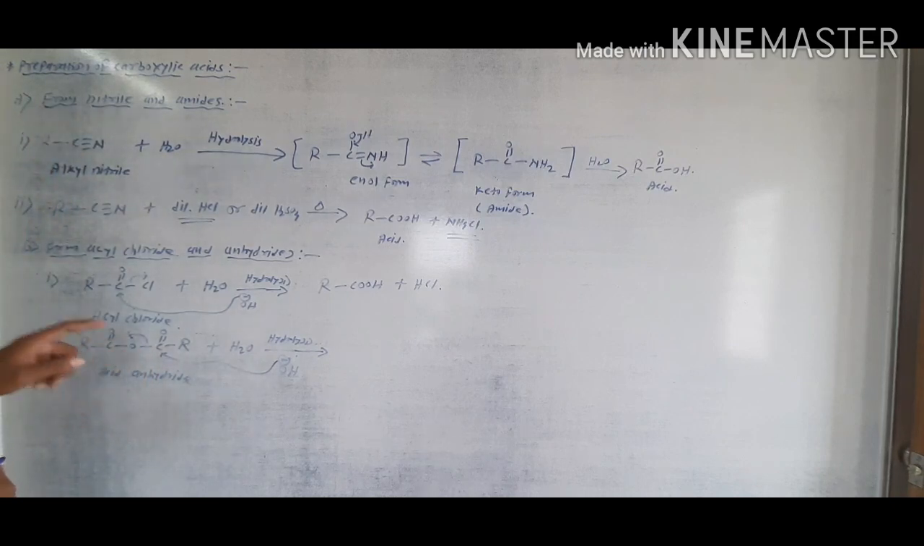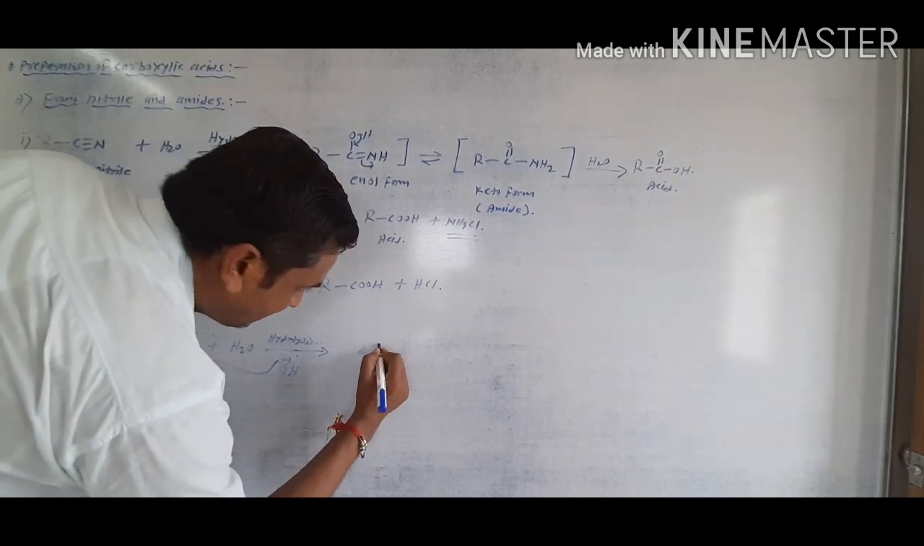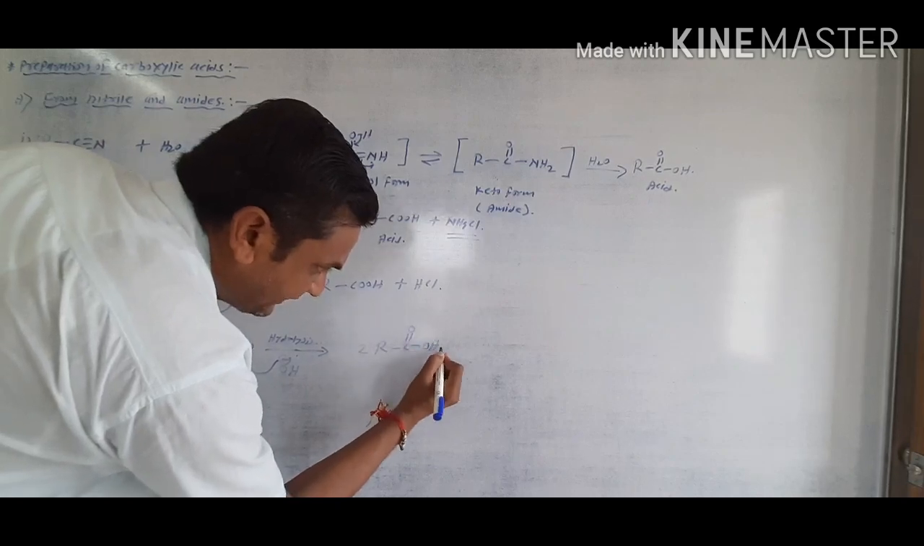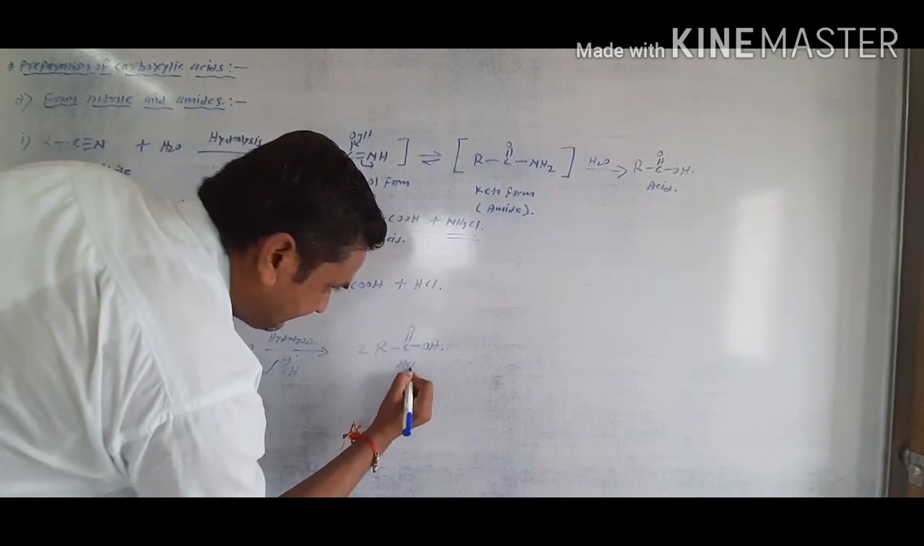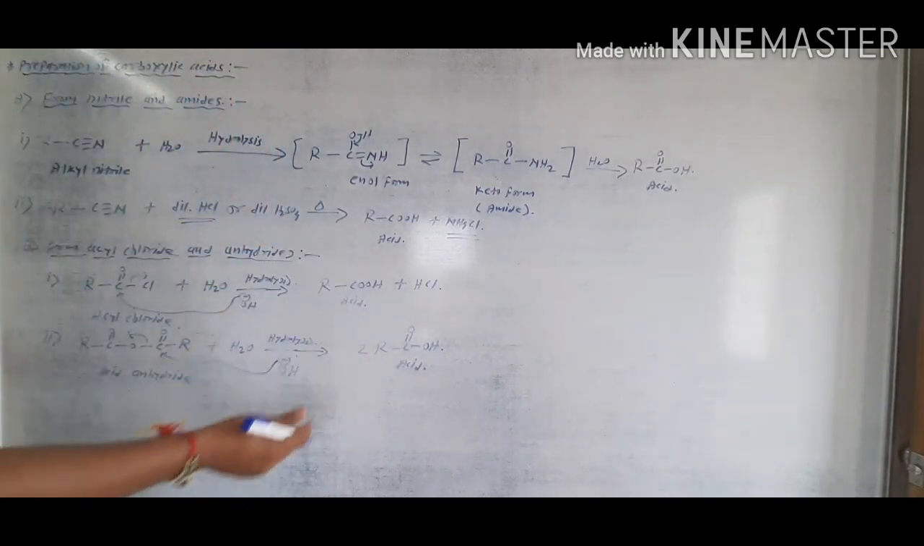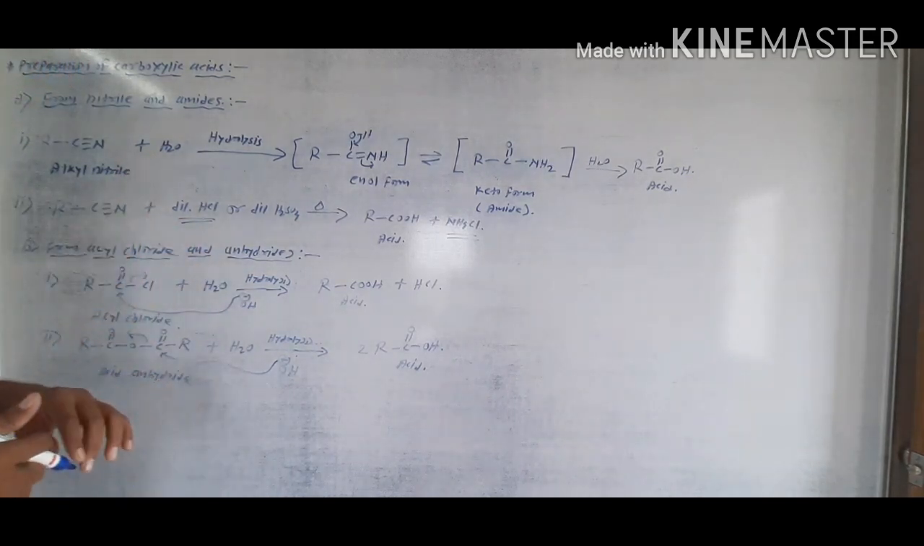Here there is a negative charge, and this negative charge picks up the proton from the water molecule, then gives twice the mole of RCOOH. This one is the acid, and this one is also an acid. Both acids are prepared, the first from acid chloride and the second from the acetic anhydride. This is the second method for the preparation of carboxylic acid.